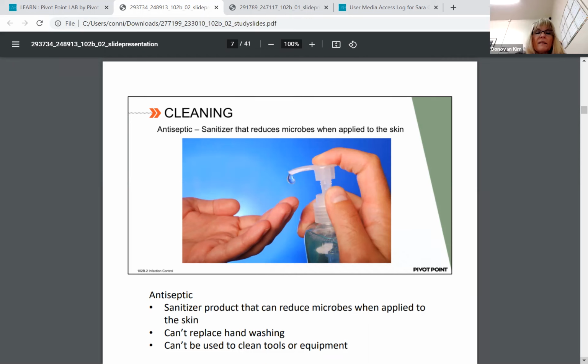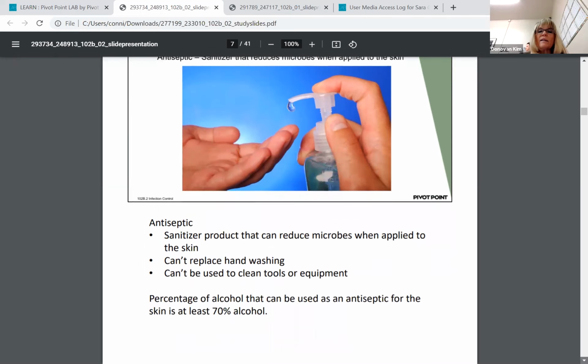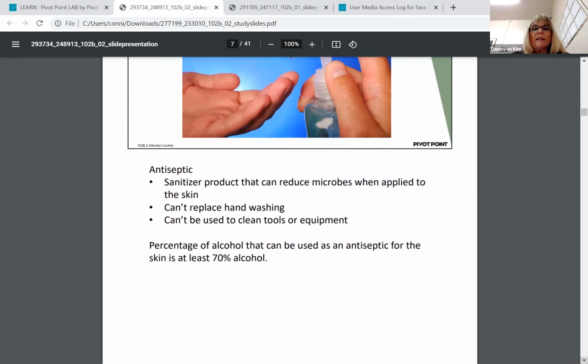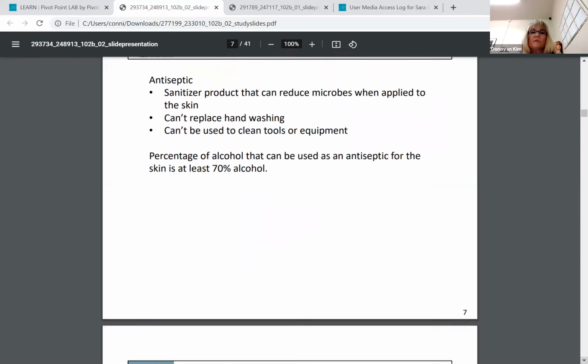But sanitizer, antiseptic. Antiseptic is the word that is safe for use on the skin. Okay, it doesn't replace hand washing, and you can't use it to clean your tools or equipment. If you're using alcohol as an antiseptic for your skin, you need to have it be at least 70%. I don't know if you know that isopropyl alcohol comes in different percentages. A lot of times they'll use like a 99% on people's nails, but 70% is what needs to be used on the skin. So you can buy it at like 65. I've seen it at the Dollar Tree for like 65, which isn't enough.